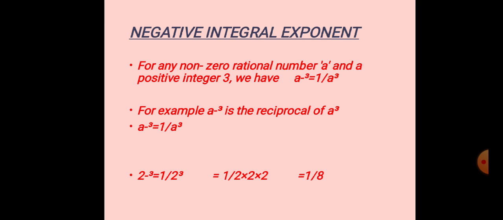Now in this example, 2 raised to the power minus 3, I can write 1 upon 2 raised to the power 3. So that is equals to 1 upon 2. How many times do I have to write 2? 3 times, because its power is 3. So when I calculate, that is equals to 1 upon 8.